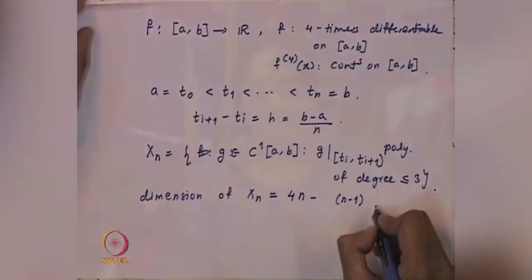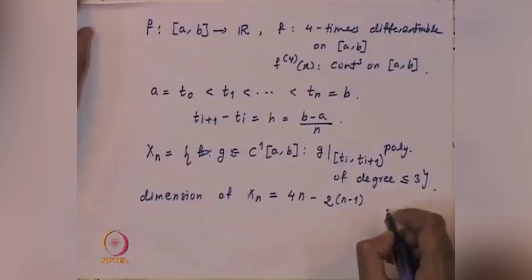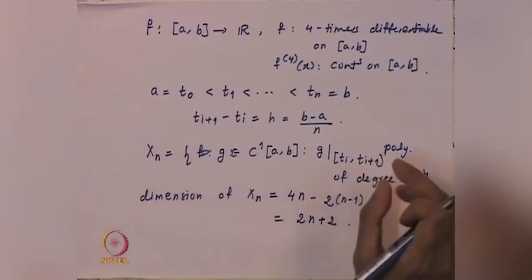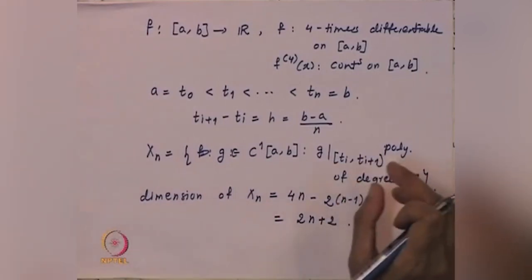We want the function to be continuously differentiable, that means at each of the interior nodes we are putting two constraints. Those two constraints decrease the dimension of our space. So, it will be 4n minus 2(n - 1), which is equal to 2n + 2. So, we have the dimension of X_n equal to 2n + 2. If we consider the value of function f at the t_i's and the derivative values at t_i, we have got n + 1 partition points.